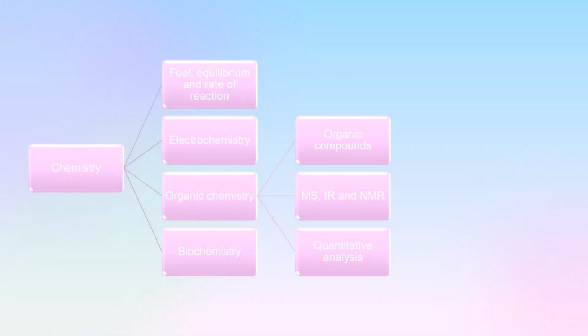In NHT Chemistry 2021, organic compounds have 10.8%, spectral analysis is 7.5%, and quantitative analysis is 13.3%. So, the total percentage of organic chemistry is 31.6%.